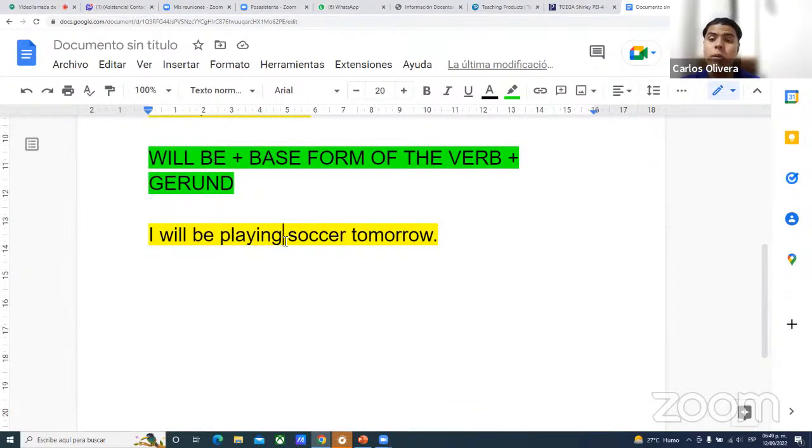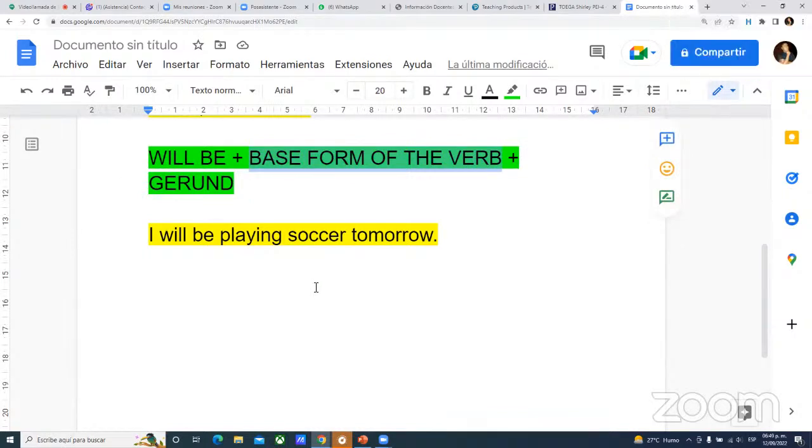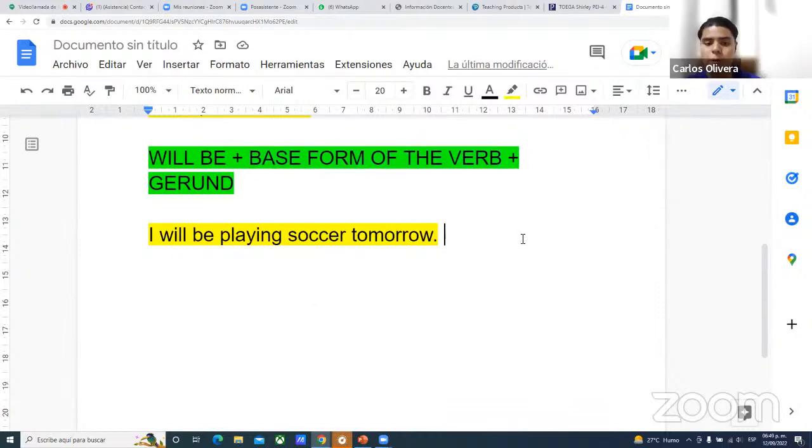By the way, the gerund always goes with the verb be, right? The gerund is connected to this particular verb, not to the other one. We are not saying I will be play soccer. No, we don't say that. We say I will be playing soccer tomorrow. Okay, do you get it, Shirley? Yeah, got it. So I will be playing soccer tomorrow.